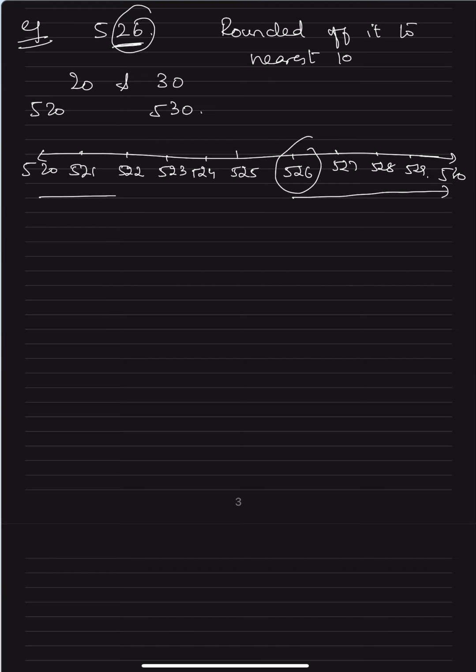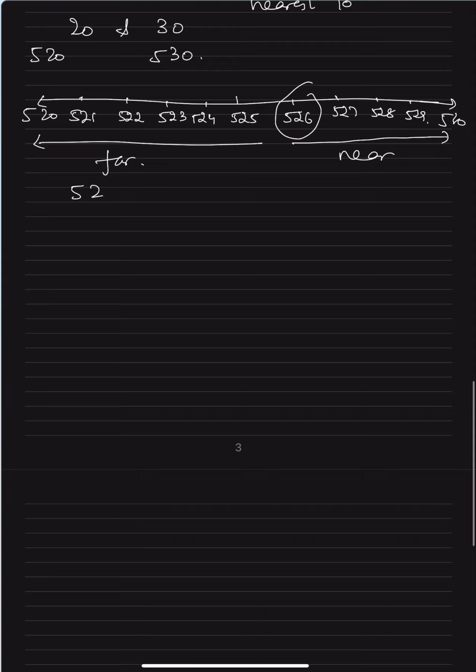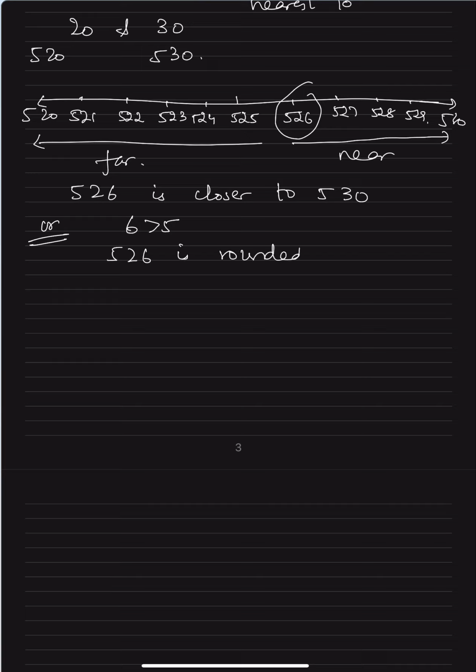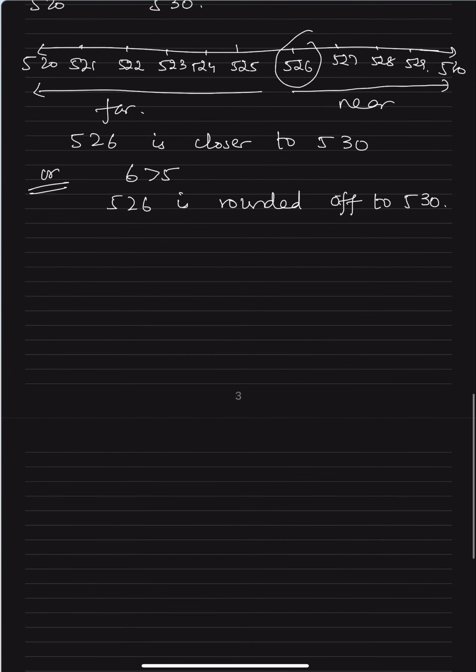So this is near and this distance is far. Correct? So I can say 526 is closer to 530, or we can say 6 is greater than 5. So we can also say that 526 is rounded off to 530. Correct? This is in the number of hundreds, we can say.